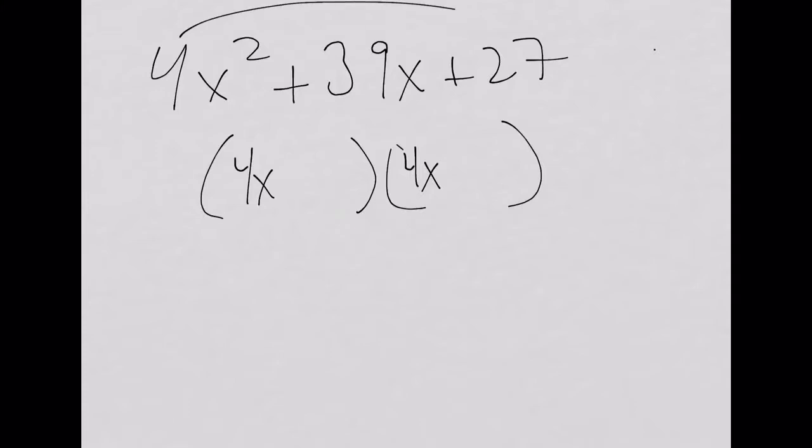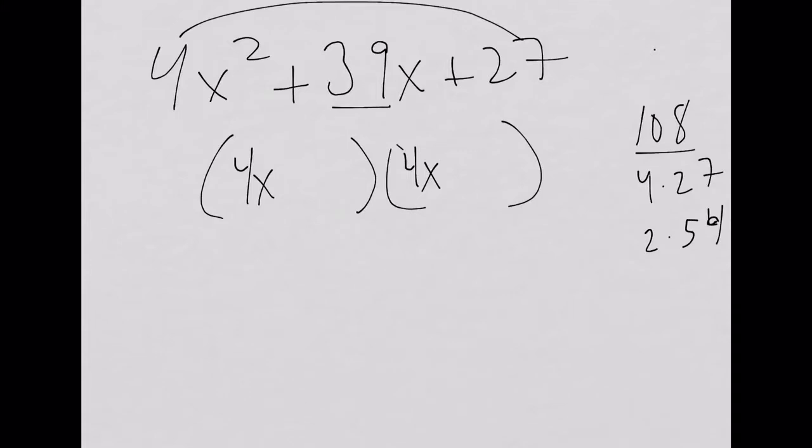So now I'm going to multiply my first term and my last term. So I have 4 times 27, which I believe is going to be 108. So I need to find all the factors of 108 and try to find the one that gives me 39. So again, I could put 4 and 27. Can't get 39 out of that one. What else could I use? I could use a 2 and 54. That would give me 108, but not what I need.